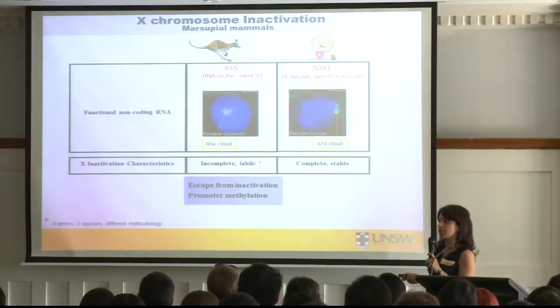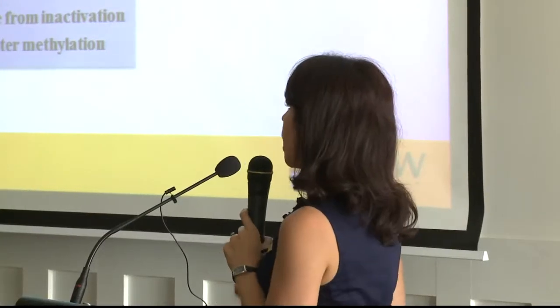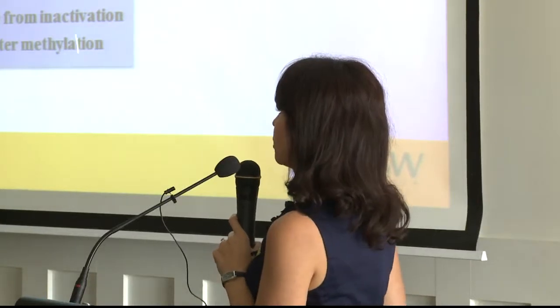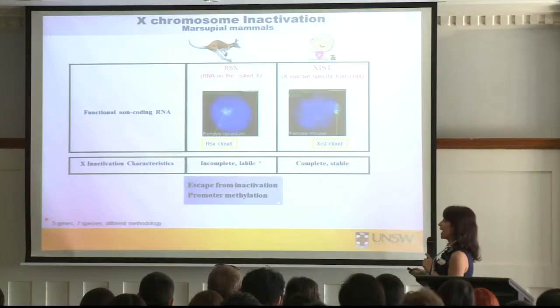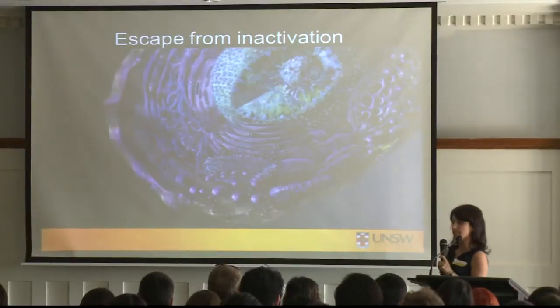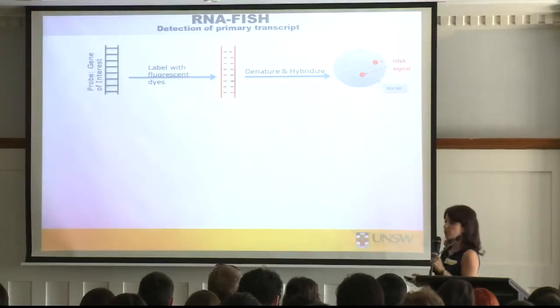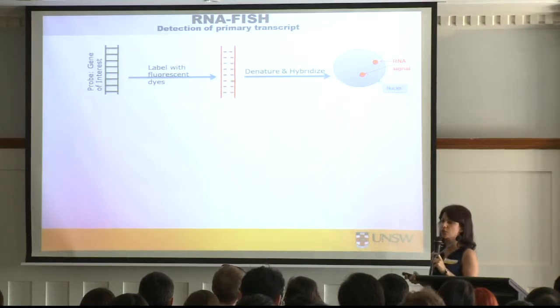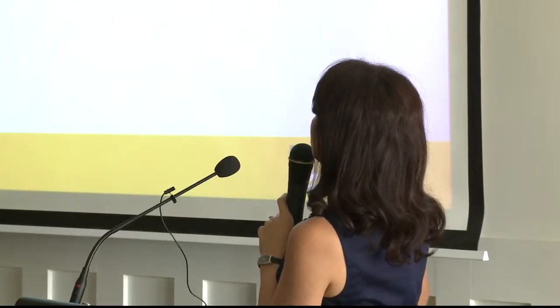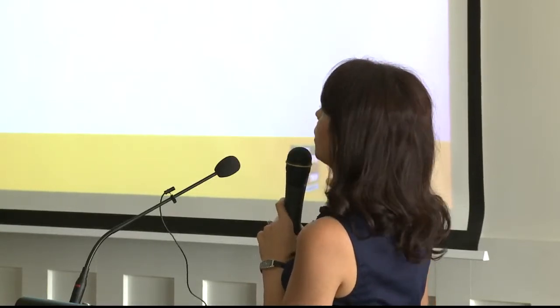And today in this talk, this is what I'm going to be addressing by looking at escape from inactivation from the marsupial X, hoping to look at more than just 5 genes, and then looking at promoter methylation. To study escape from inactivation, we chose to use a methodology which allows us to look at expression in each individual nucleus. This is done by fluorescently labeling a probe, your gene of interest, and then hybridizing this probe to a nucleus to look at the expression of RNA.